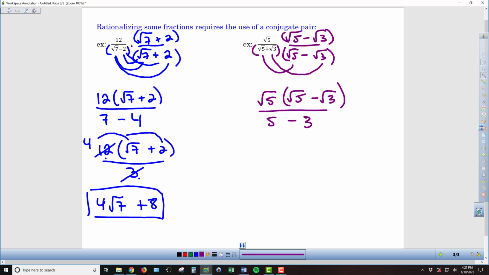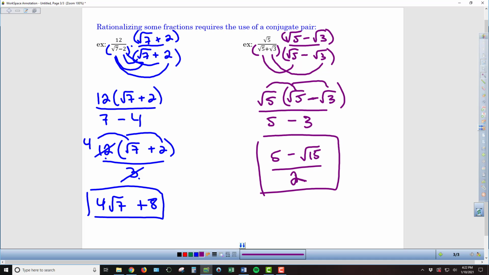So on the bottom, I can go ahead and subtract. 5 minus 3 is 2. I think we can probably tell that that's not going to be able to simplify with anything in the numerator, so I'm just going to go ahead and do my distributing. Root 5 times root 5 is 5. Root 5 times root 3 is root 15, and then it was minus up top, so it'll stay minus here.